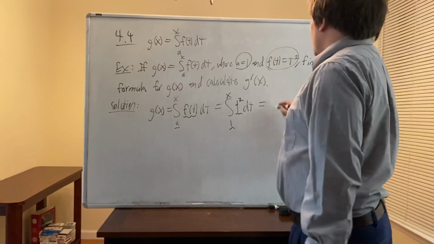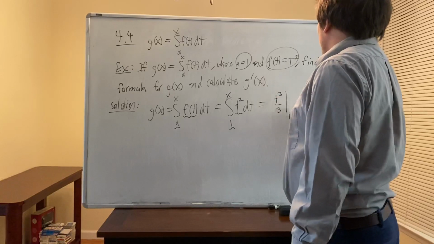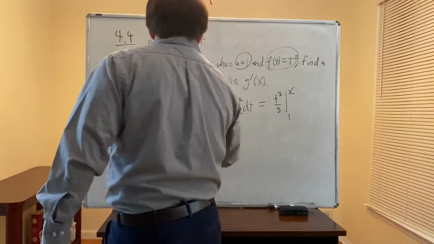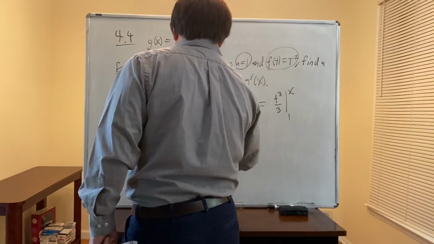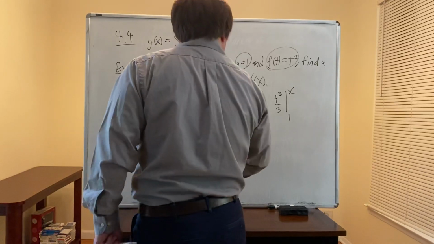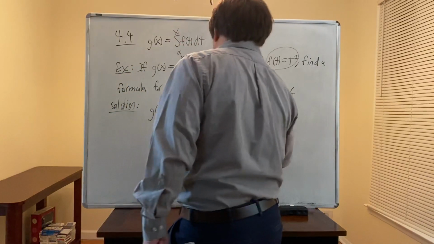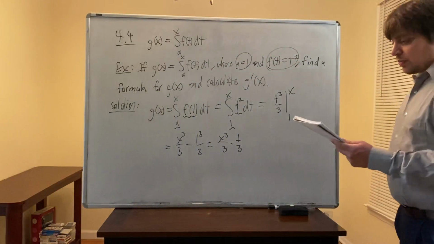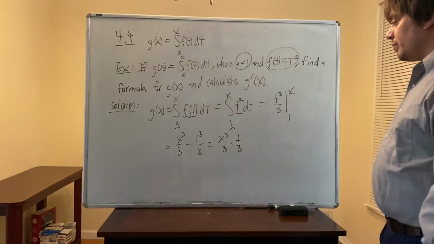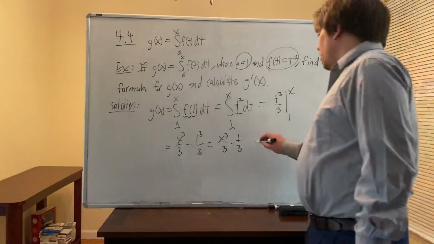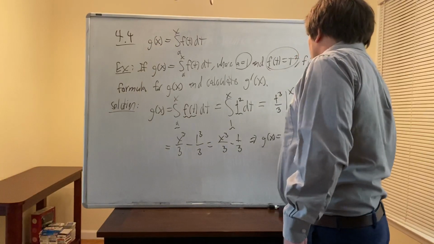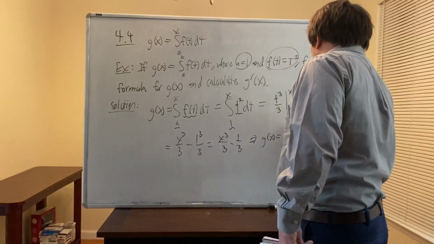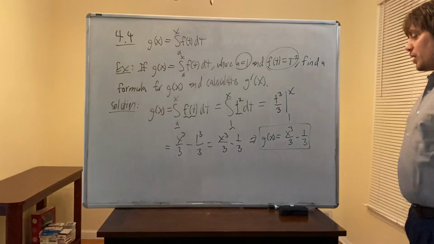So an antiderivative of t squared is t cubed divided by 3, and we're going to evaluate from 1 to x. So t cubed over 3 evaluated from 1 to x is equal to x cubed over 3 minus 1 cubed over 3. So that's x cubed over 3 minus 1/3. That's g of x. Okay? So that implies that g of x is equal to x cubed over 3 minus 1/3.